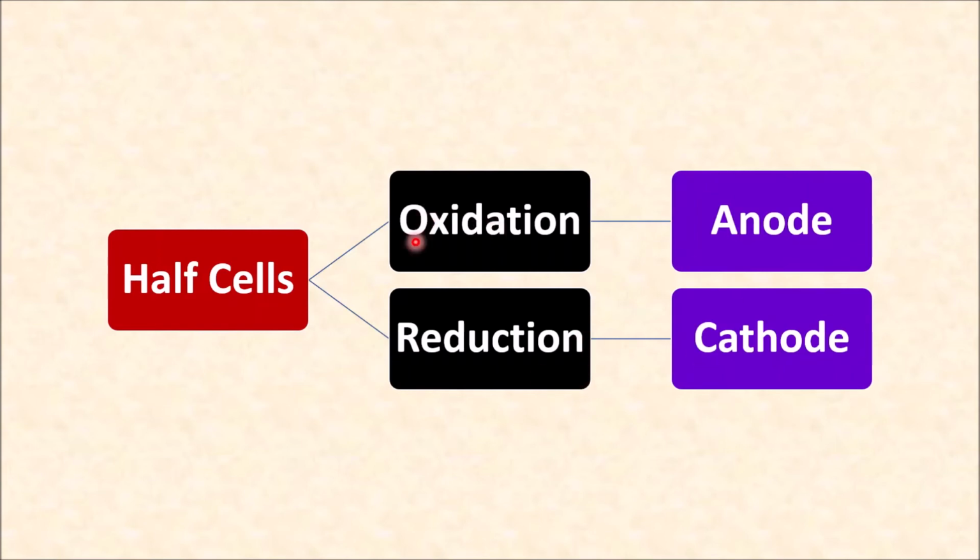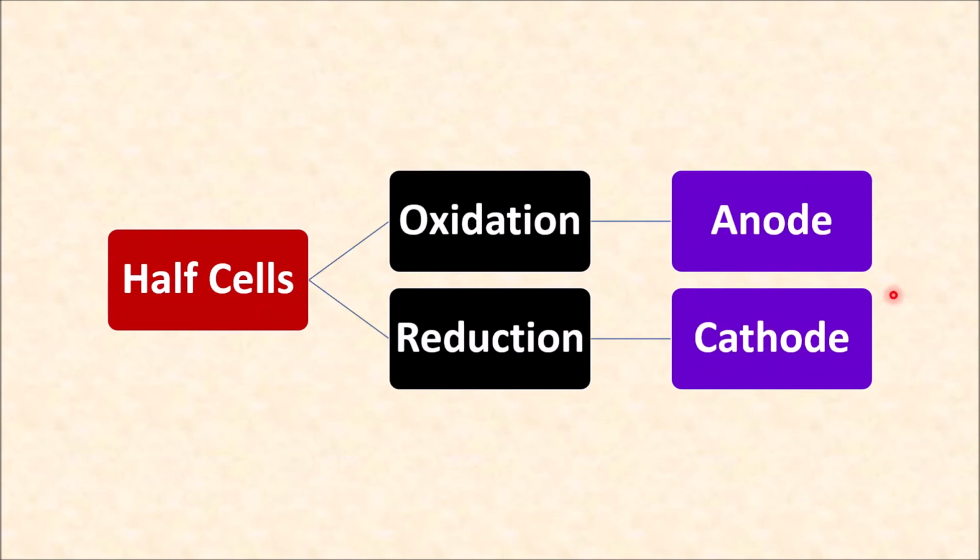Oxidation is loss of electrons, as we had seen in our previous video. So oxidation, or loss of electrons, takes place at the electrode called the anode, and reduction always takes place at the cathode. Whether it is an electrolytic cell or a galvanic cell, this principle remains the same.